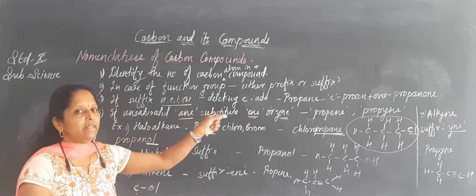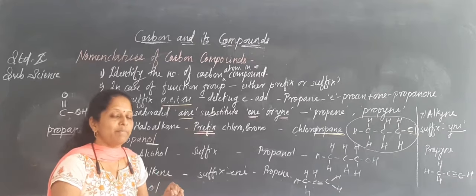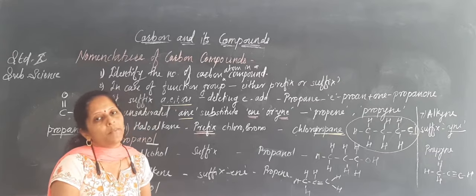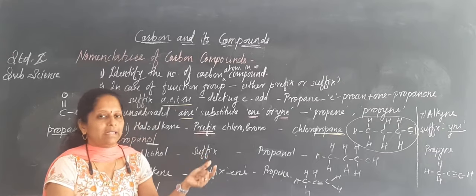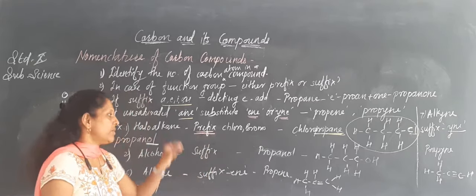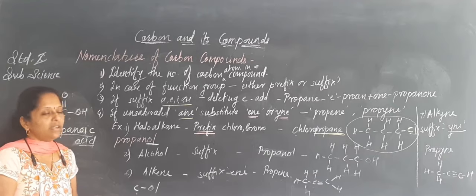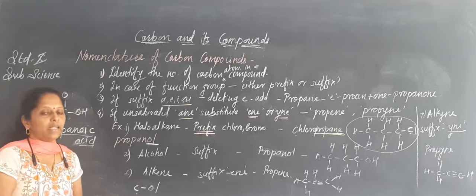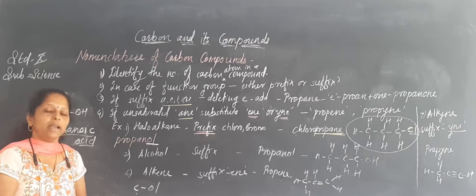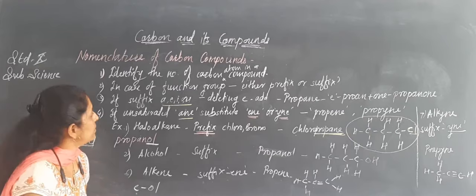When an aldehyde group is there, AL is used instead of E. When ketone is there, E is replaced by ONE, propanone. When a carboxylic acid is there, you should replace that E by OIC, so propanoic acid. And for alkenes and alkynes, double bonds and triple bonds are present between the carbon atoms. So I think you understood very well how to name the carbon compounds. Again, you should read that part. If you want to understand, read the paper, learn all the functional groups and also the formula for alkane, alkene and alkyne. So this is about the nomenclature of the carbon compounds. I think you understood.